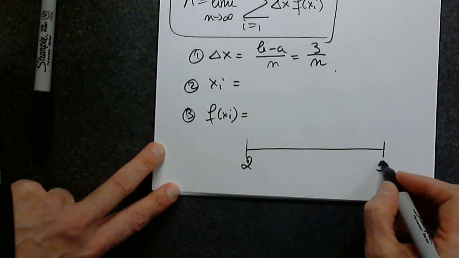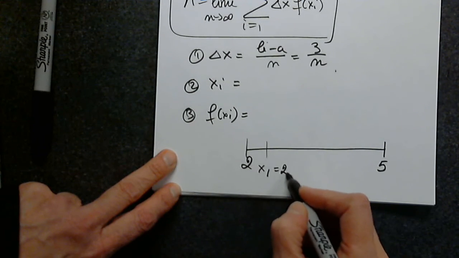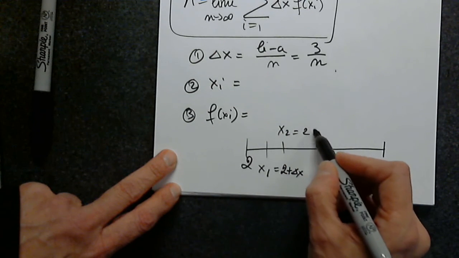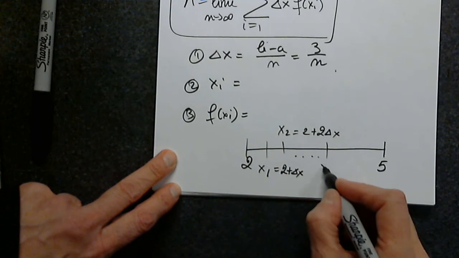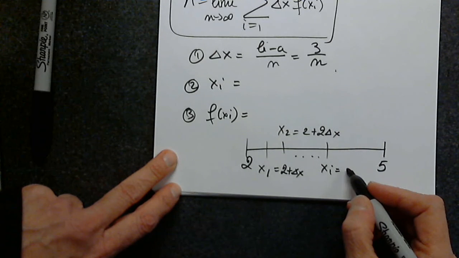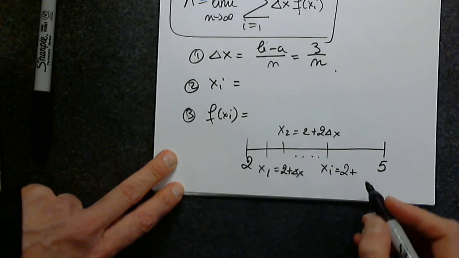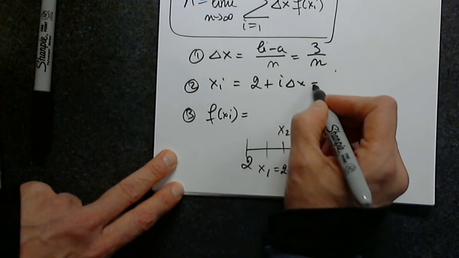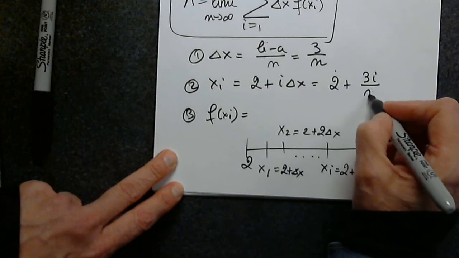2, 5. X1 is 2 plus delta x. X2 is 2 plus twice delta x. What will be xi? 2 plus i delta x. I have delta x, so it's 2 plus 3i over n.